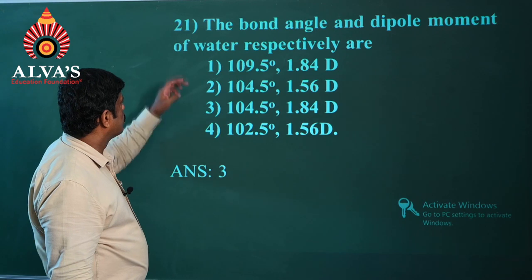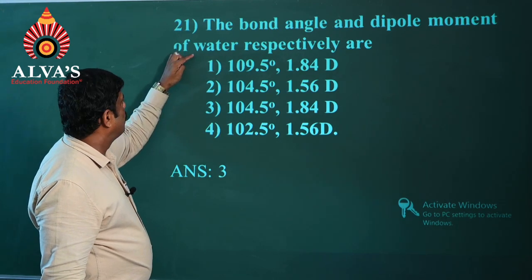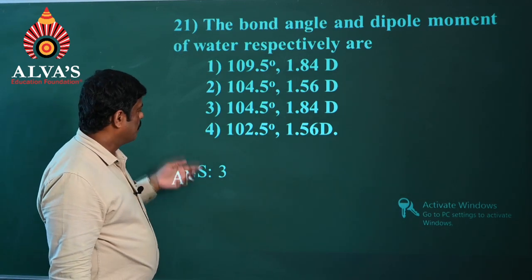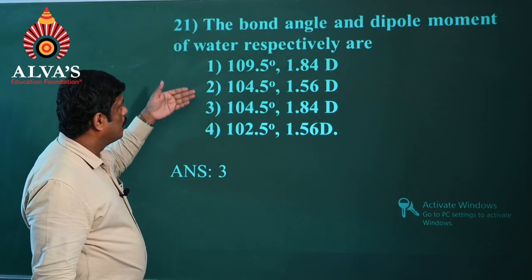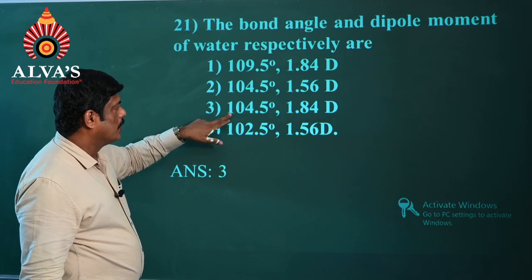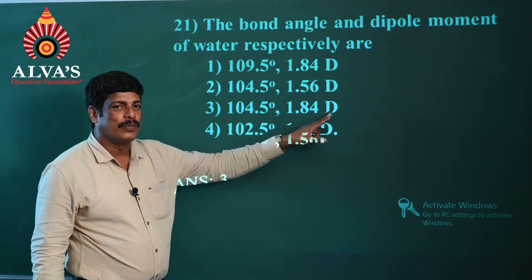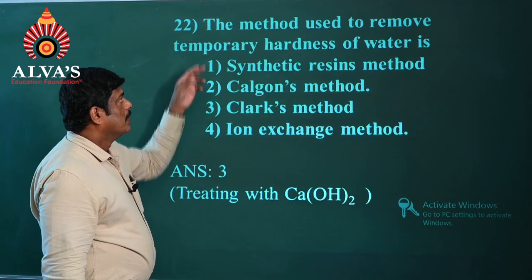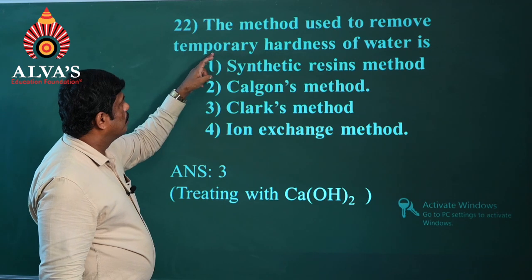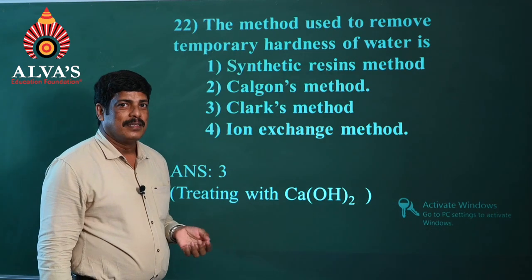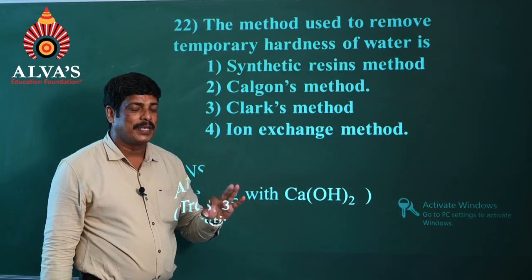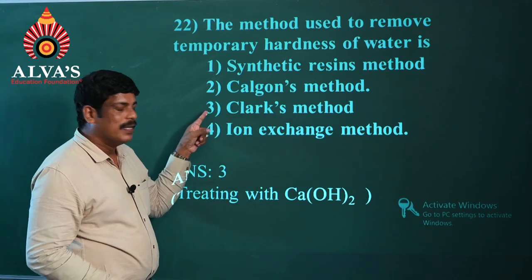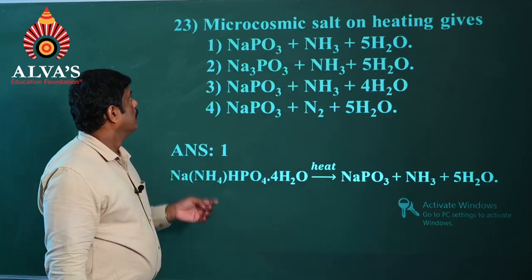Let's go for the 21st question. The bond angle and the dipole moment of a water molecule respectively are 104.5 degrees and 1.84 debye. The option is the third option. Number 22. The method used to remove the temporary hardness of water is Clark's method, using calcium hydroxide. Hence the option is the third option.